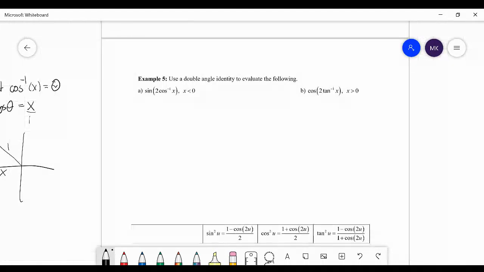So if I look at sine of 2 cosine inverse of x, I'm going to rewrite that as sine of 2 theta, because we said cosine inverse of x is theta. Well, sine of 2 theta is 2 sine theta cosine theta. Using our triangle, we get that sine of theta is the square root of 1 minus x squared, and cosine of theta is x.